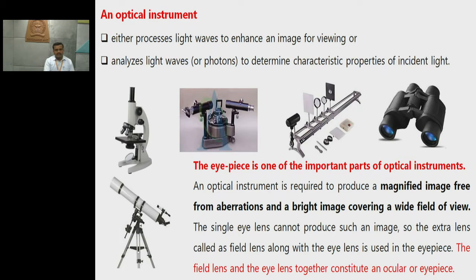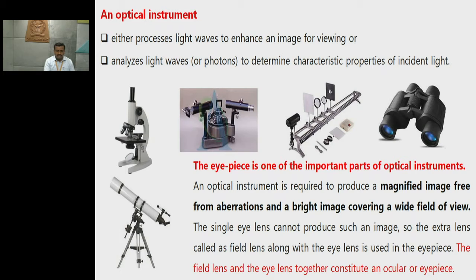An optical instrument is used for two purposes. The number one purpose is to process light waves to enhance an image for viewing, and the second purpose is to analyze light waves or photons to determine characteristic properties of incident light. Here on the screen you can see different optical instruments such as the spectrometer, microscope, telescope, optical bench, binoculars, etc. In all these optical instruments, the eyepiece is one of the important parts.